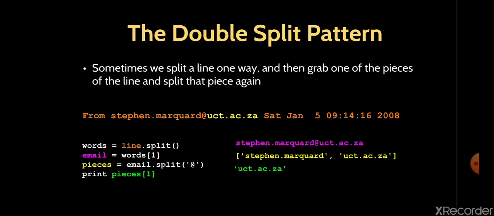And here again the second list. So here stephen.markword will become pieces[0] and uct.ac.za will become pieces[1]. Since our extraction is pieces[1], we will print pieces[1]. So this is how we can make the same extraction using split. Previously we did it with find and slicing. Now we did it with split.